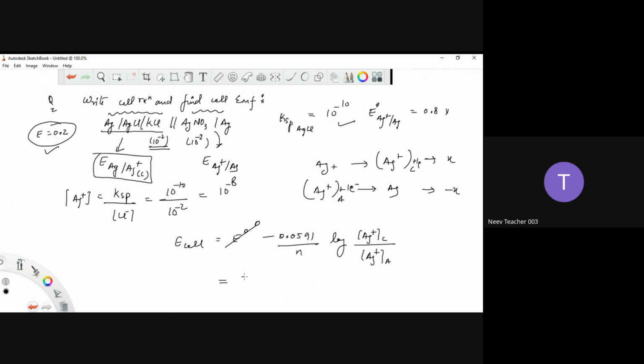So what are you going to get? Minus 0.061 log of cathodic, we have calculated 10 to the power minus 8, and anodic is basically this one, 10 to the power minus 2. So it comes out as minus 6 will be out, so it becomes plus 0.06 into 6, so 0.36 volt. That will be our answer.